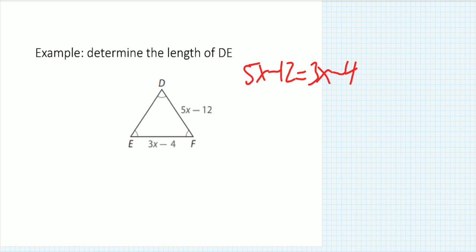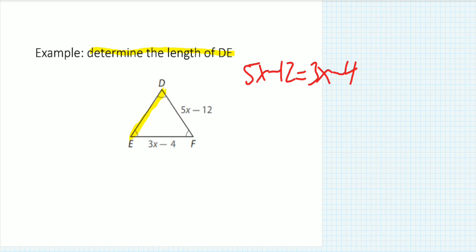So if we go over here to this one here, ignore that equation for right now. Let's go ahead and read the directions. Determine the length of DE. So we actually want to know what this is equal to. Okay, the really nice part about it is look at the angles. They all have one line. Think of it as like one tick mark.